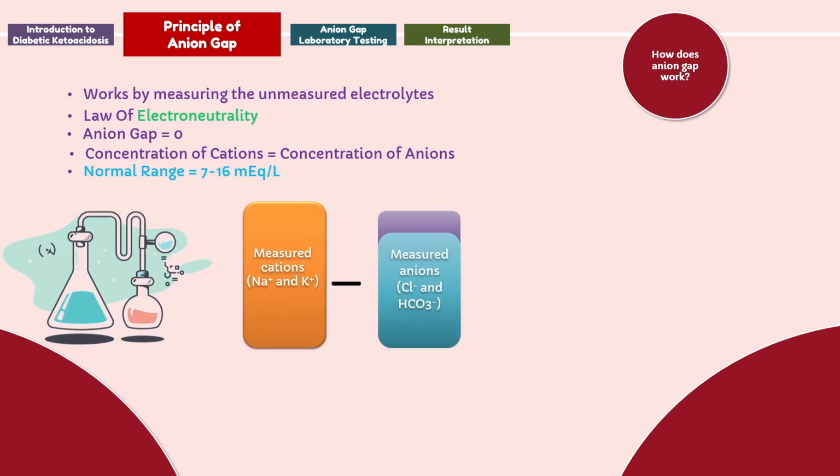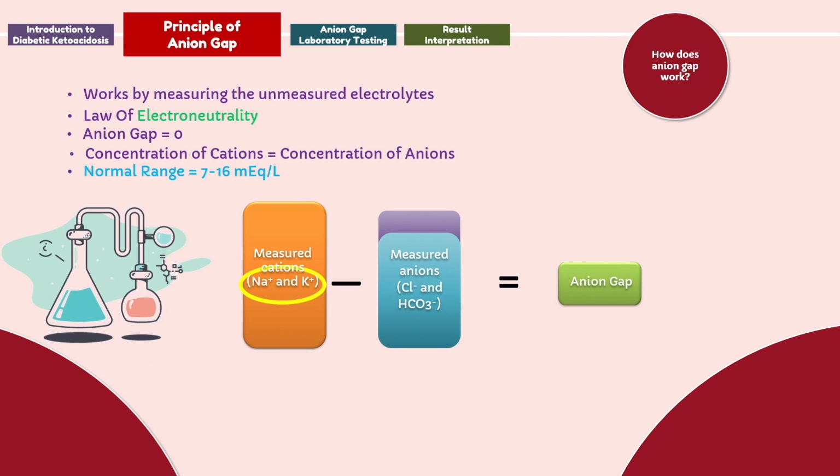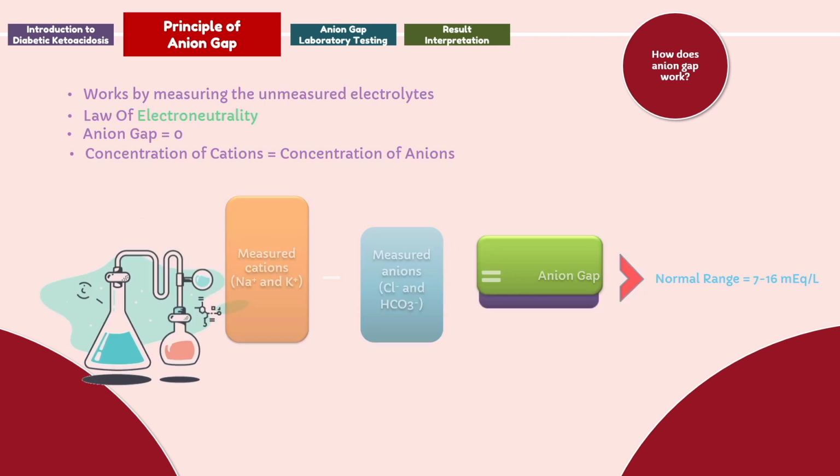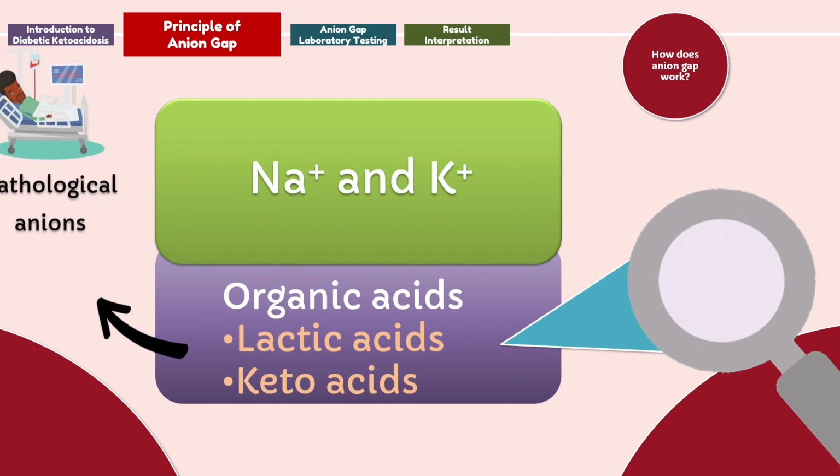From the equation, sodium and potassium account for the majority of positive charge. Unmeasured anions may be ignored. The one to be concerned about here is when the value is more than the normal range because of pathological anions.